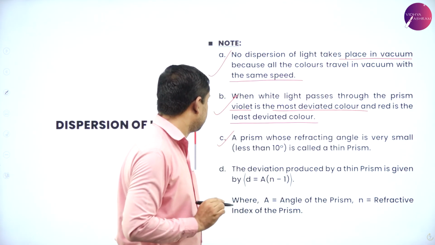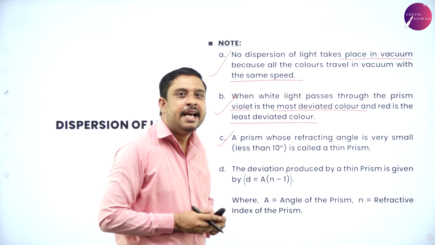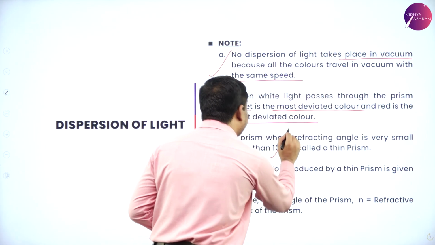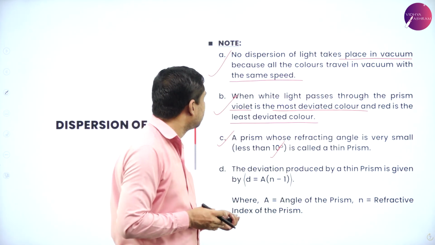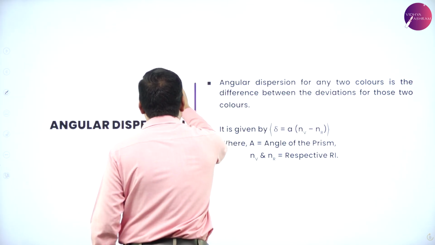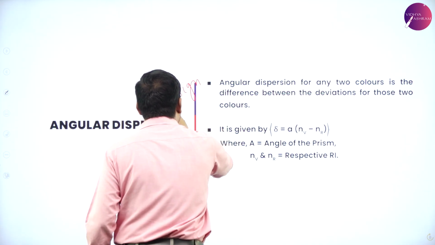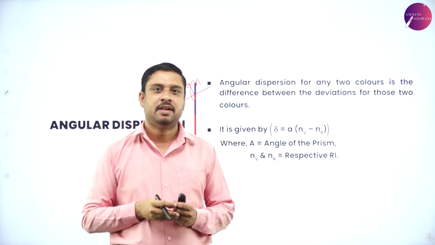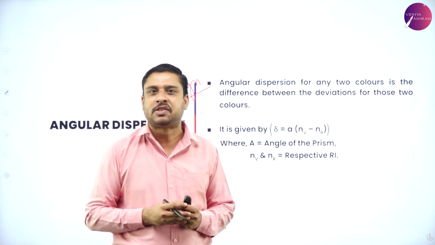Thin prism, a prism whose refracting angle is very small. How small? Less than 10 degrees is called a thin prism. A small concept called angular dispersion. Again, we will take this as an assignment. This is again removed from your syllabus, but refer to your book. Certainly you will find it interesting.